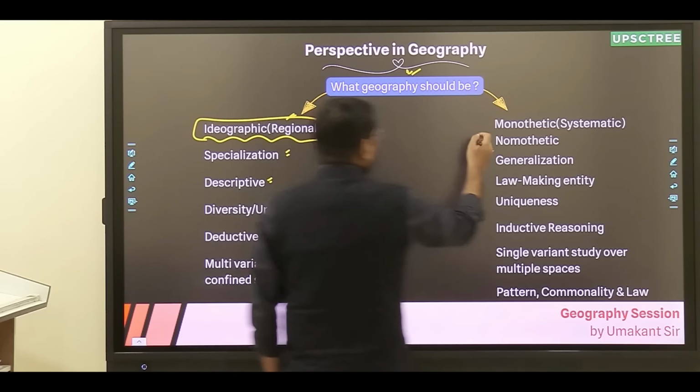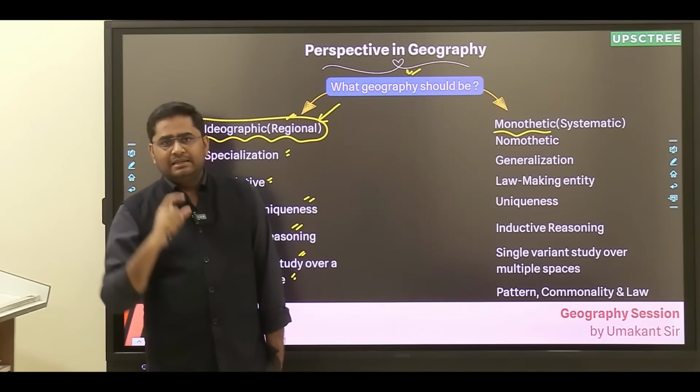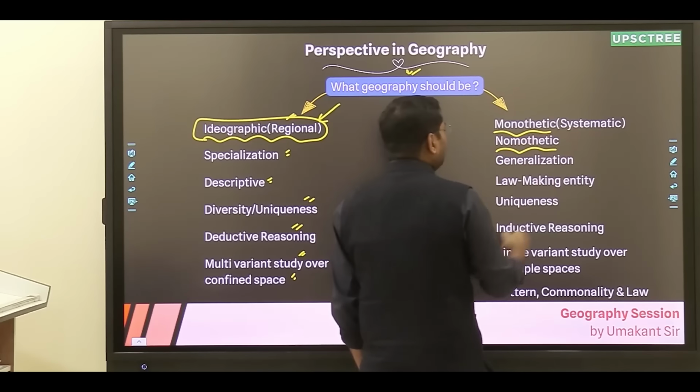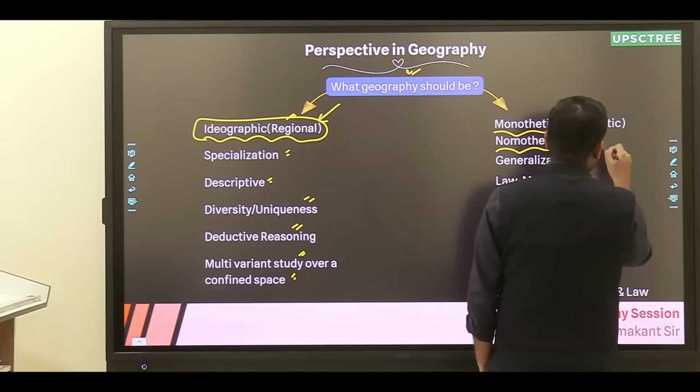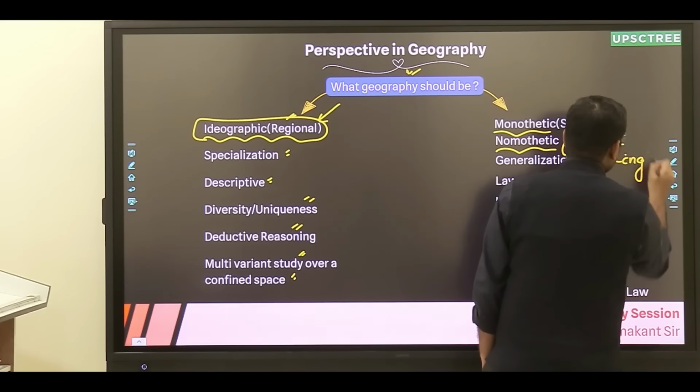The other variant is that geography should be nomothetic. Nomothetic means systematic geography. It should be a law-making enterprise. Now let me explain this one.